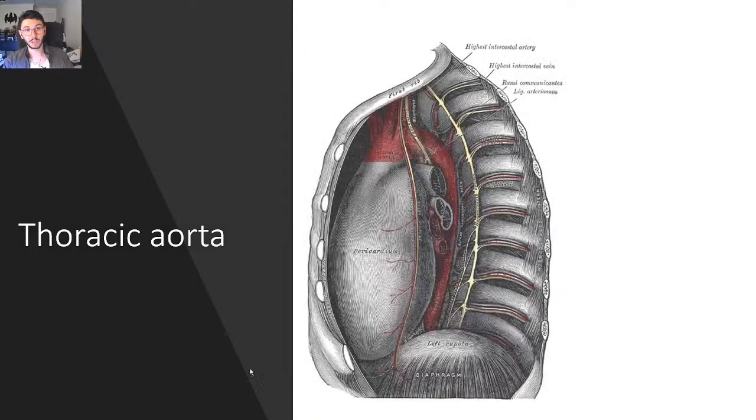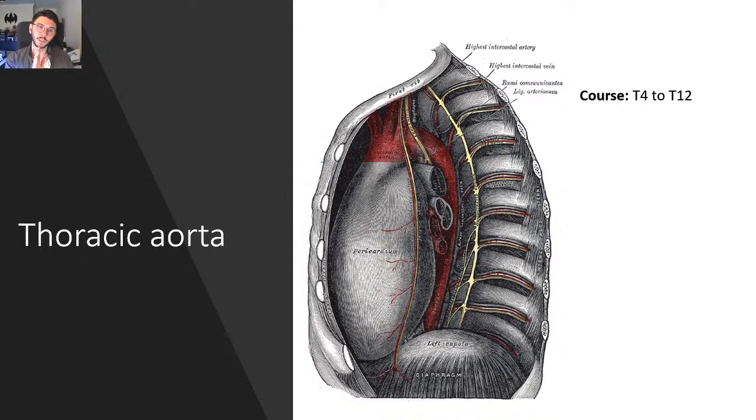So the next one is the thoracic aorta. And this is in the thorax, so it starts from T4 and goes all the way to T12. Where it starts is at the left of the vertebral column. So if we imagine looking from a coronal view from the front, we will see that it starts to the left of the vertebral column, but then it approaches the midline and is in line with the vertebral column. And it pierces the diaphragm through something called the aortic hiatus at T12.